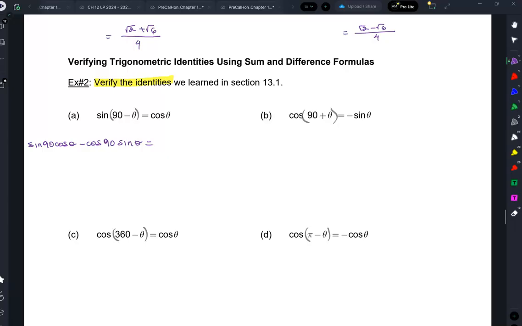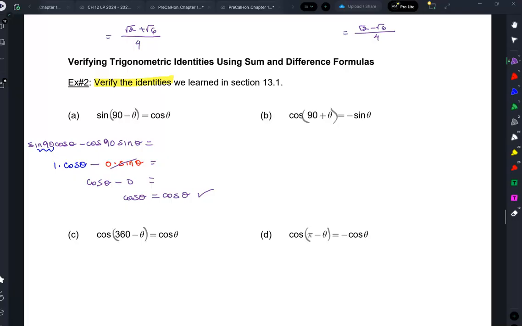Now, so far we haven't done anything other than what we've been doing all day today. Now, what's sine of 90? 1. So this is 1 times cosine of theta. Minus, what's cosine of 90? 0. 0 times sine of theta. 1 times cosine is cosine, minus 0. Well, that's just cosine of theta. And look, that does equal the other side. Okay, so that was the goal. The goal was to just work on the left side and make it look identical to the right side.